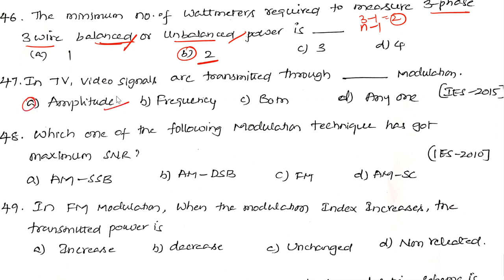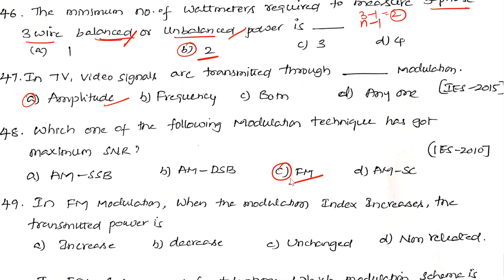And the next one, question 48, which one of the following modulation techniques has got maximum signal to noise ratio? The options are AM SSB, AM DSB, C is FM, and D is AM SC. The correct answer is FM here.